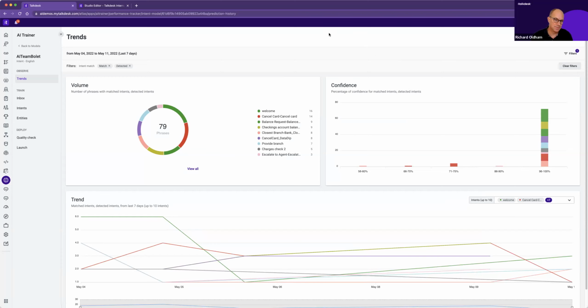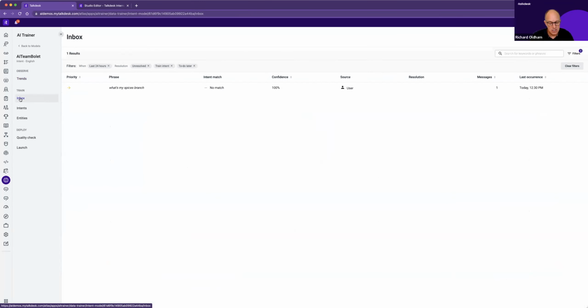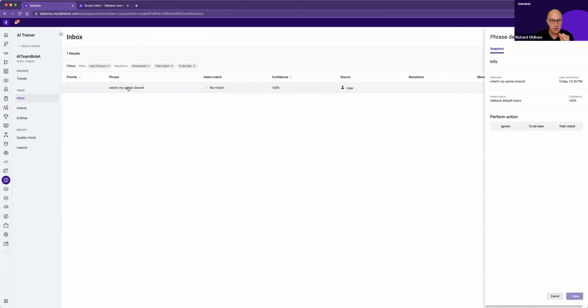to our system. Now, those conversation misses, we have designed to automatically go into the AI Trainer inbox, because perhaps that's an opportunity for us again to optimize the virtual agent. You see here, the What's My Spices branch has been pushed through to the AI Trainer inbox. As an agent, I'm coming along to the inbox and say, hey, I think I know, or I know which intent that phrase should match. So I'm going to click on that.